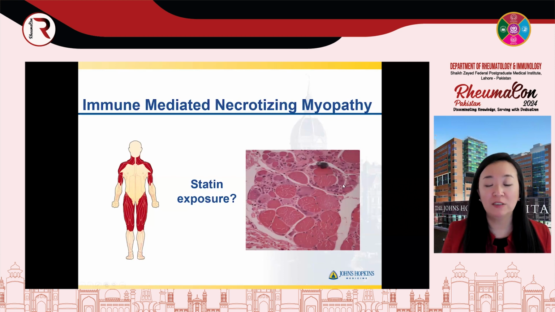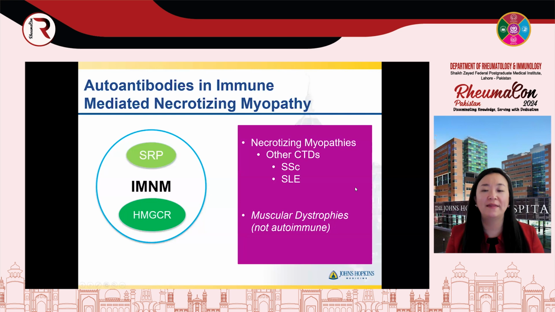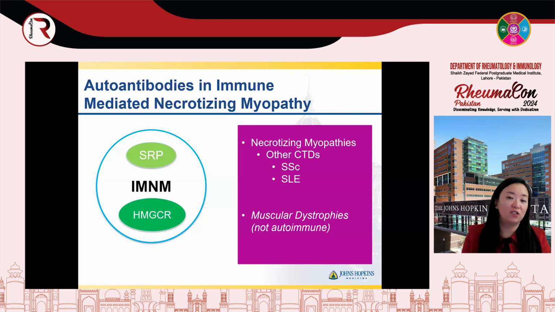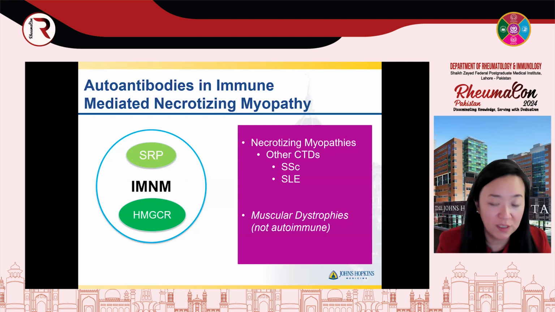But as you can see here on muscle biopsy, you're going to have necrosis of the myofibers and a paucity of inflammatory cells. So the two common autoantibodies are SRP and HMGCR, as you can see here. But don't forget that these autoantibodies, yes, have an association with muscle histopathology of significant necrosis. But there are other connective tissue diseases like systemic sclerosis and lupus, where you can have necrosis of the muscle fibers as well. So that should always be on your differential.